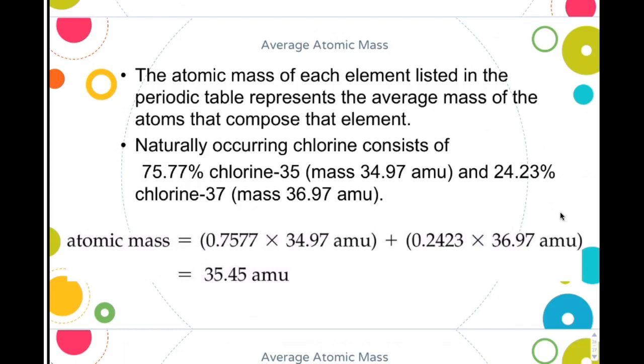So for average atomic mass, you need to take the percentage, turn it into a decimal by dividing by 100. And then you multiply it by its corresponding mass. And then that's going to be a pair. And then you're going to add those pairs up to get the total weighted average. So this is not just an average of adding up all the masses and dividing by a certain number. It is a weighted average. And so we need to think about it percentage-wise.